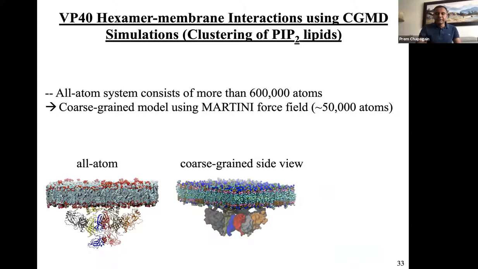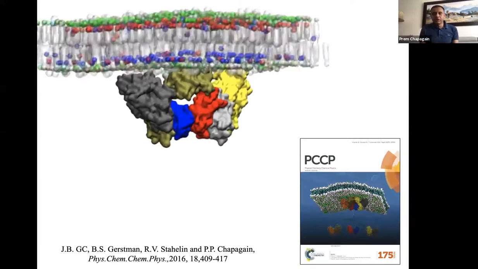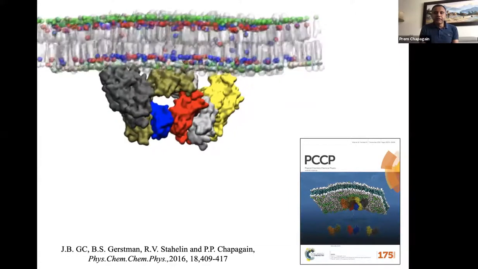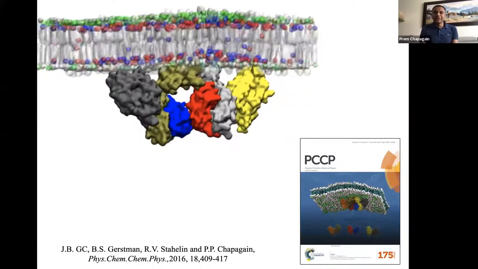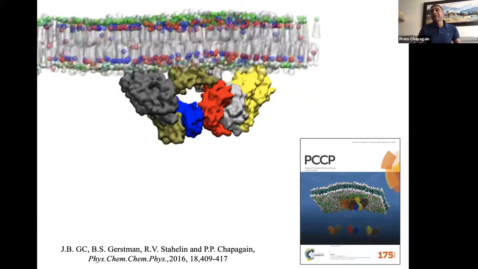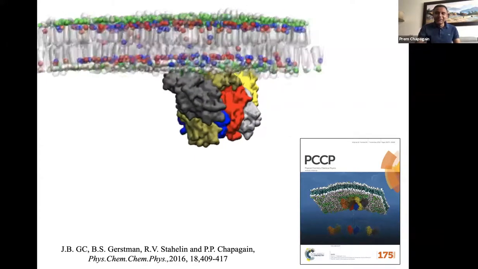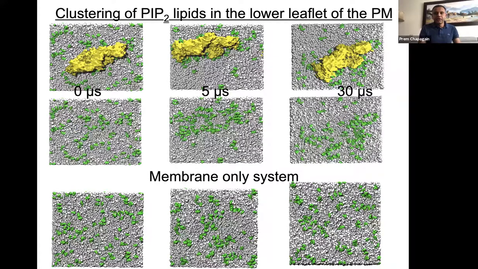We also did coarse grain simulation with the full hexamer, and we were able to identify the amino acid residues that interacted with the membrane. These blue and red spheres that you see are the head group of the cholesterol molecule. I didn't realize that the cholesterol could go in and out, up and down between these layers, but it was known before. Something we learned. We were also able to figure out which lipid type is clustered by the protein. We can see that the PIP2 in this case is clustered by the VP40 of the Ebola virus.